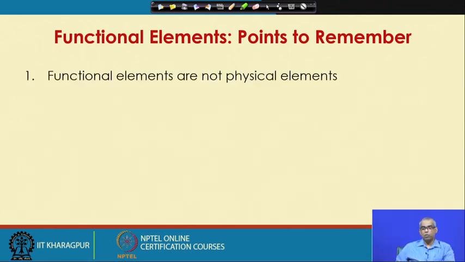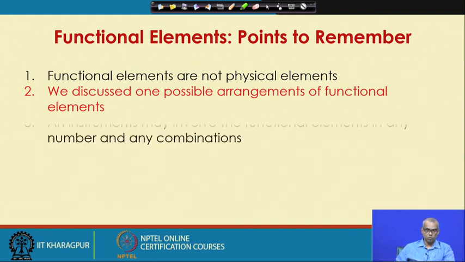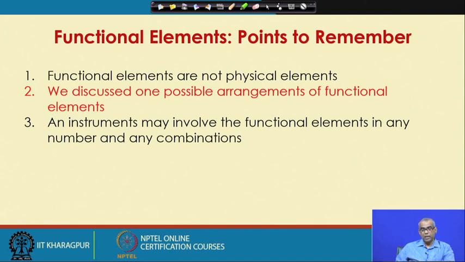Some points to remember about these functional elements. Functional elements are not physical elements, they are functional elements. We discussed one possible arrangement of functional elements. So, the exact sequence will depend on the particular instrument we are talking about. An instrument may involve the functional elements in any number and any combination. There may be two variable conversion elements in an instrument, there may be two variable manipulation elements, or one variable manipulation element, or there may be none. It depends on the particular instrument that we are talking about.